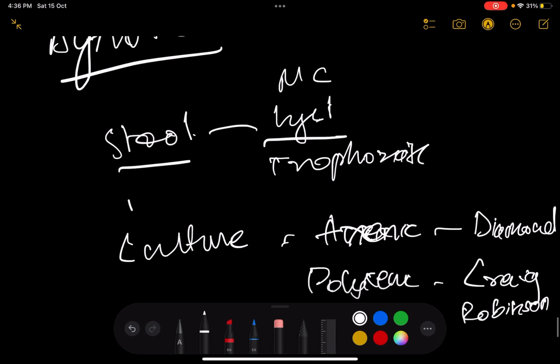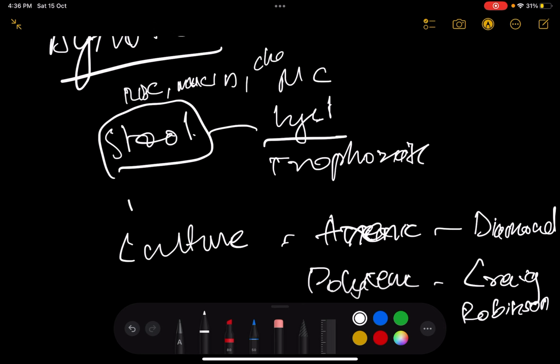Also, the stool usually has a lot of RBCs. It has mucin because it's a large intestinal involvement. It will also have Charcot-Leyden crystals because of the Entamoeba histolytica infection, which is a parasitic infection causing eosinophilia. So you'll have that too.